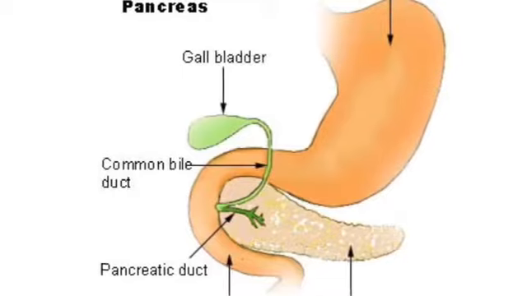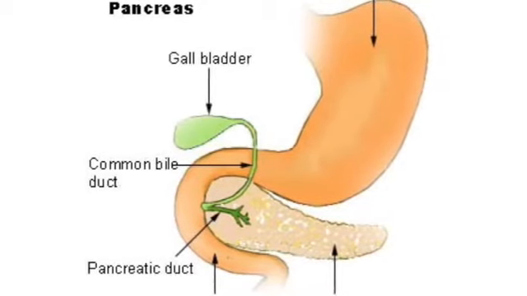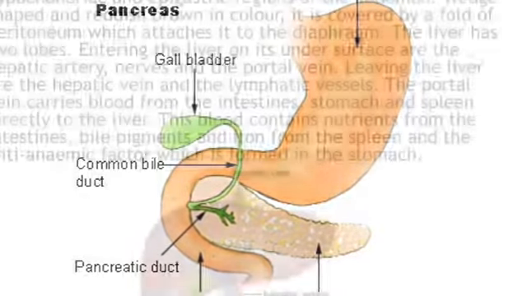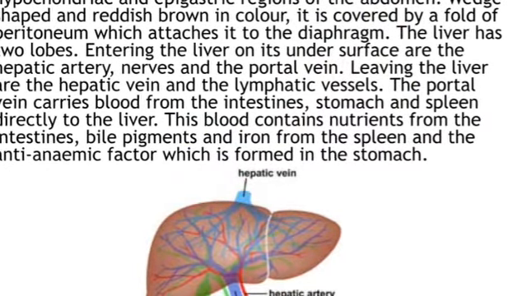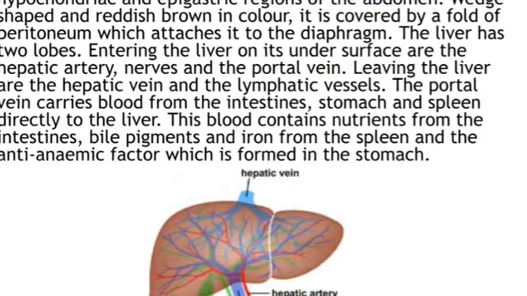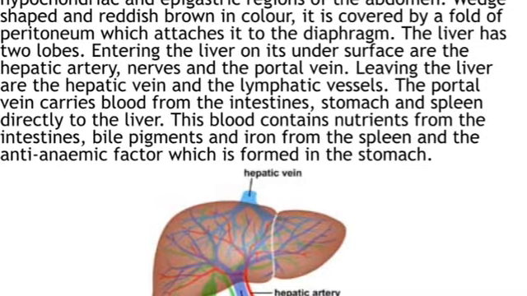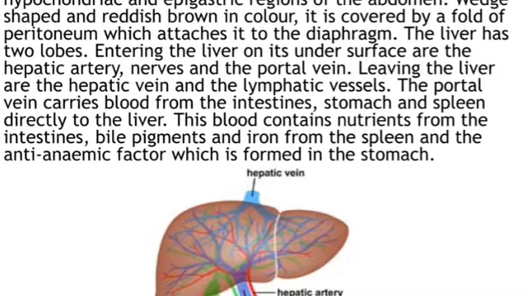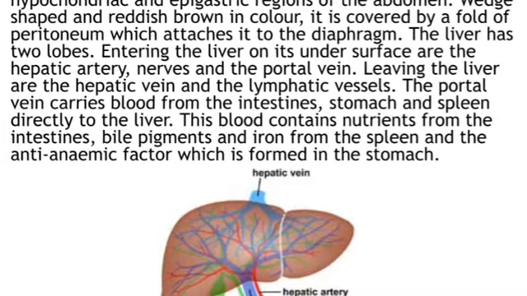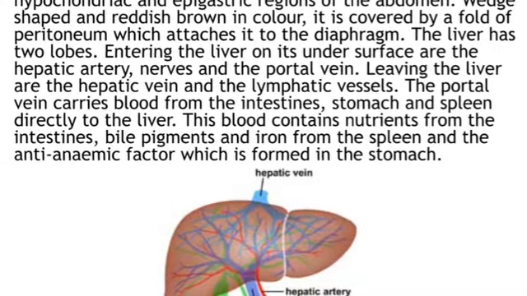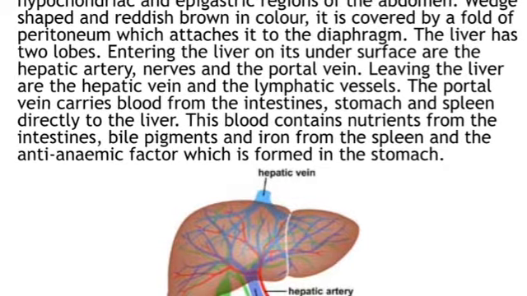One of them is that it removes toxins from drugs, alcohol and harmful substances. It removes nitrogen from amino acids. It stores vitamins A, B12, D, E and K. It stores iron from the breakdown of red blood cells and food. It produces heat, vitamin A, vitamin D, heparin, plasma proteins, bile, uric acid and urea.